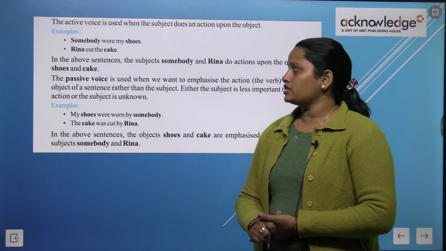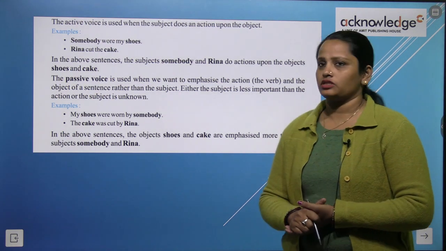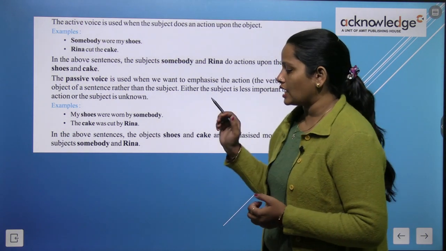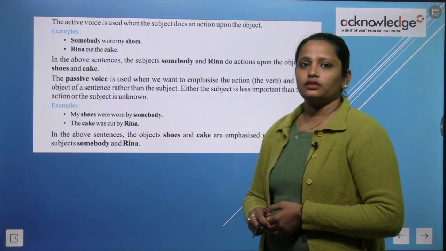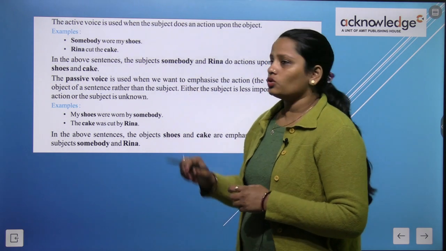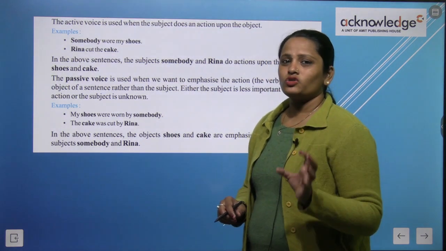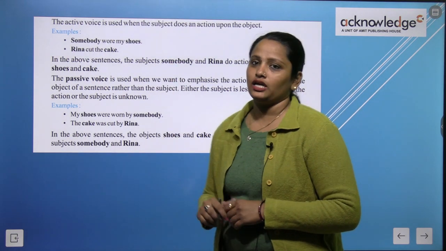Now in the above sentences the subject somebody and Reena do action upon the objects. So यहाँ पे जो दो examples दिए गए हैं, somebody wore my shoes and Reena cut the cake. अब आप देखोगे इसमें जो somebody और Reena है ये दोनों काम कर रहे हैं और वो जो काम कर रहे हैं उसका इम्पैक्ट किस पे आ रहा है, शूज पे आ रहा है या फिर यहाँ पे केक पे आ रहा है.